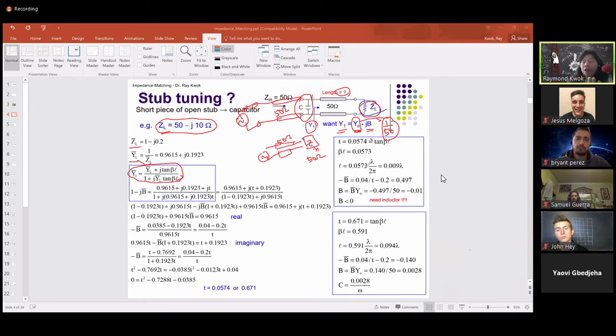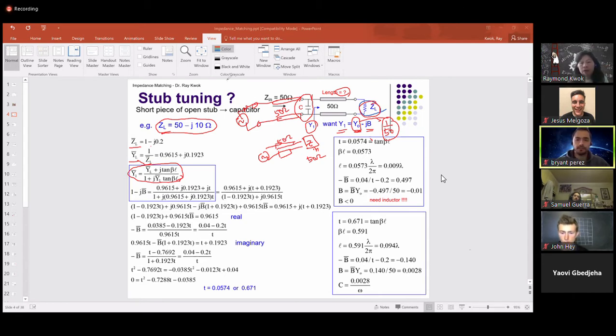So if they both are 50 ohms, remember, then the line length becomes insignificant. You can have any line length that you want, assuming there's no loss, right? So that's the idea. That makes sense.